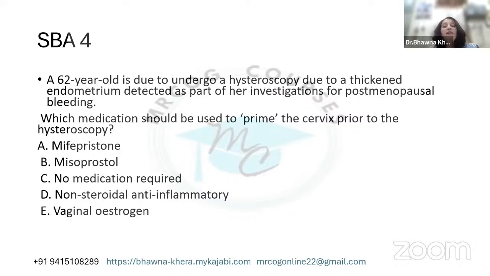So here, what do we use to prime the cervix? What we talked about in the guideline is that we do not use anything to prime the cervix routinely. And we don't see any risk factor here either. So basically, what would be the correct answer? That no medication is required.